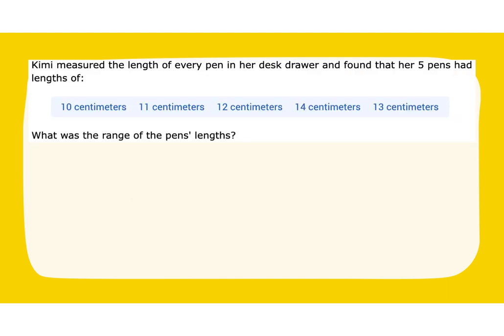In this question, we have Kimmy measured the length of every pen in her desk drawer and found that her 5 pens had lengths of those 5 different values there. We are asked to find the range. So when we're asked to find the range, we just need the biggest and the smallest. So 14 centimeters is my biggest, 10 centimeters is my smallest. So I'm going to just do 14 minus 10, and my range would be 4 centimeters.